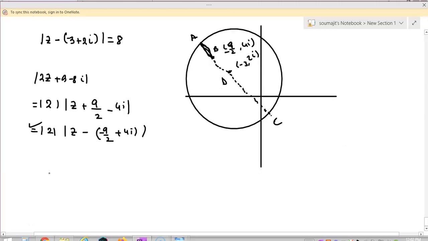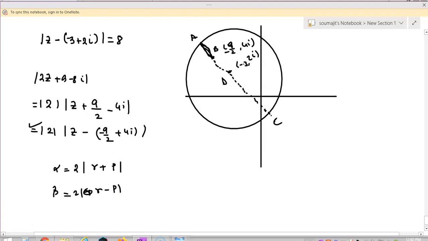So alpha is equal to 2 into, what is the radius? I am denoting it by r, and this distance I am denoting by p. So alpha is 2 times (r + p), and beta is equal to 2 times (r - p).